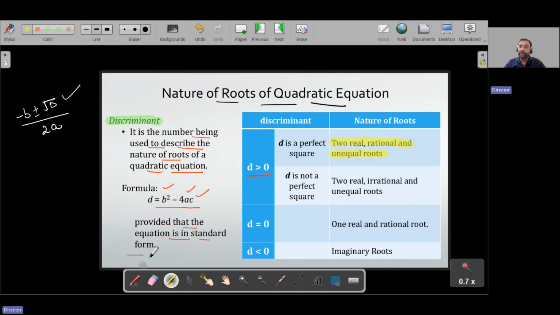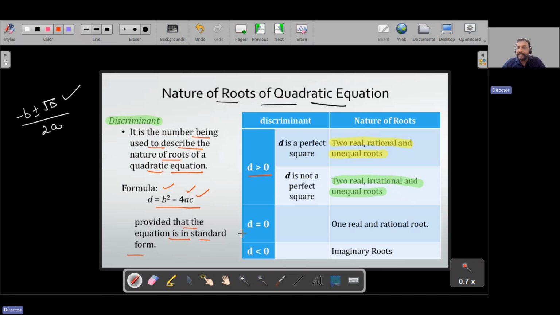Second, if D is not a perfect square, then the value under the root remains. If something is in a root, it becomes irrational. So when D is greater than 0 but not a perfect square, we have two real, irrational, and unequal roots. Very simple. Now let us proceed further.